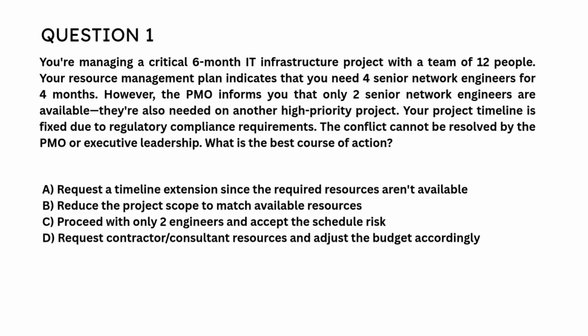You're managing a critical 6-month IT infrastructure project with a team of 12 people. Your resource management plan indicates that you need 4 senior network engineers for 4 months. However, the PMO informs you that only 2 senior network engineers are available. They're also needed on another high-priority project. Your project timeline is fixed due to regulatory compliance requirements. The conflict cannot be resolved by the PMO or executive leadership. What is the best course of action?